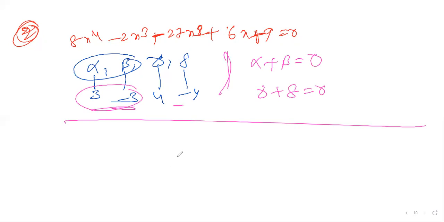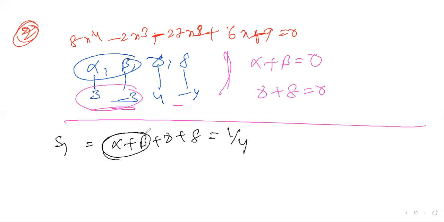To understand this, I'll take S1, which means alpha plus beta plus gamma plus delta. What is the answer here? Minus of minus 2 by 8, so the answer is 1 by 4. Am I clear? So what is the value of alpha plus beta? It is 0.